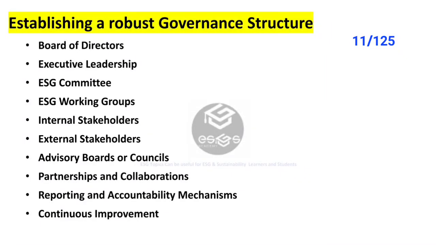So let us start a very interesting topic of establishing a robust ESG governance structure in the organization. What is the governance structure? How is it important to the organization in terms of ESG implementation? Establishing a robust governance structure is very crucial for effectively integrating ESG considerations into organizational operations and decision making processes. Here are some typical ESG governance structure examples.